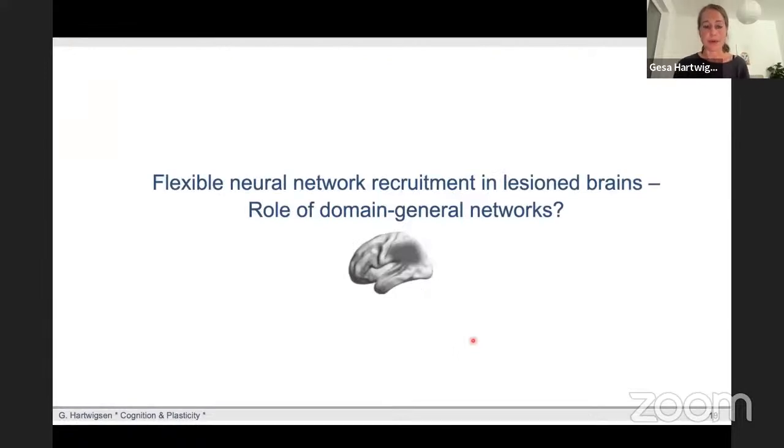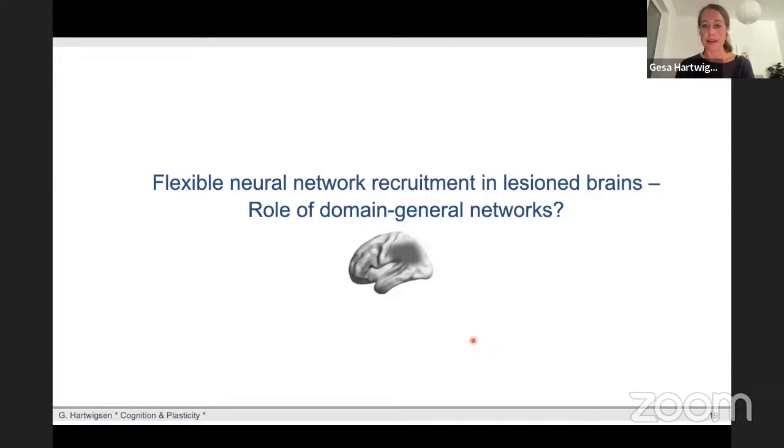And in the final part, I want to briefly talk about flexible neural network recruitment during or after brain lesions, and the role of domain general networks here, because I can envision that this may be the most interesting part for many people here. So we know that stroke often strongly impairs language performance and can result in aphasia, and we know that language recovery after stroke requires changes in the dynamics of network interactions.